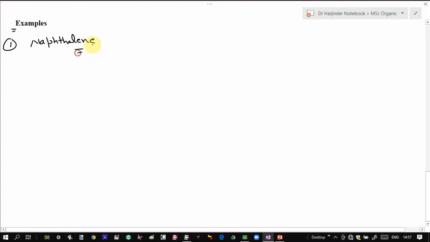Okay, so naphthalene is an example of a benzenoid aromatic compound. So the structure of naphthalene is this one. So this is your naphthalene. Okay, and so you can see in naphthalene each carbon atom is sp2 hybridized.